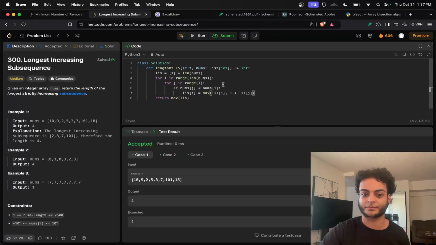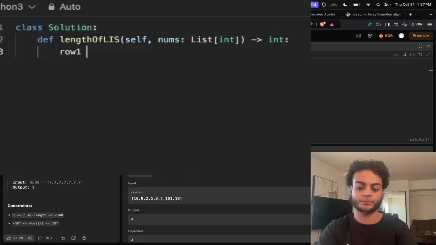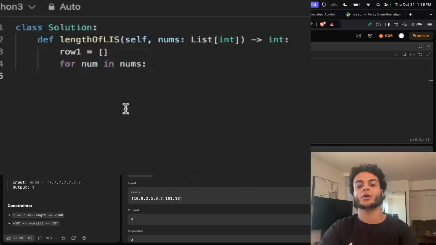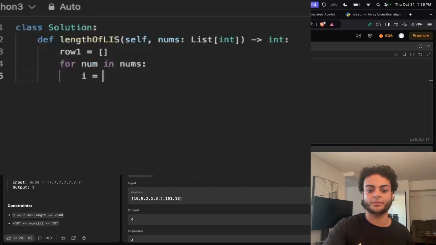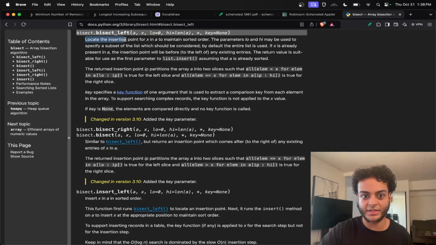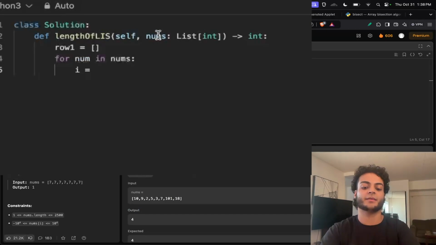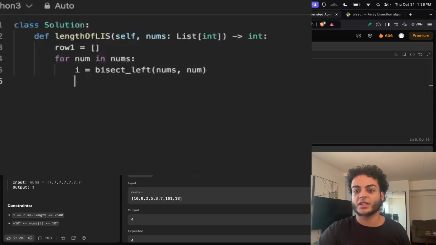So let's do that. Over here, I'm going to make our empty top row, and I'm going to iterate through each number and insert it in the top row according to our Schensted insertion. And as for how to actually find the index to insert it, Python has a built-in binary search we can use. It's called bisect left. Locate the insertion point for x in A to maintain sorted order. So let's just say bisect left, nums, num.